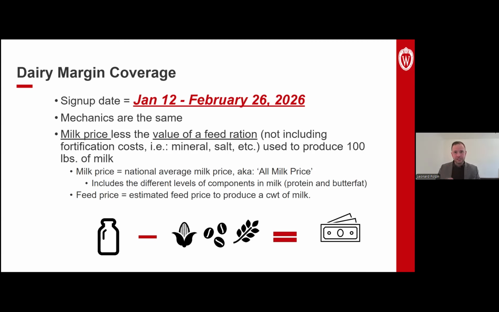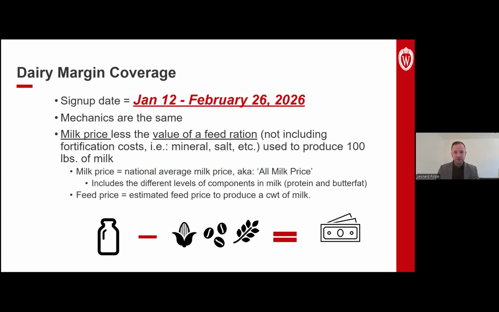So this year, this sign up period, the mechanics are pretty much the same. What we're doing is taking a milk price minus the value of a feed ration to produce 100 pounds of milk. So we don't have the fortification and transformation costs in there. We're using coefficients and futures market prices to determine feed ration values, and everything again is converted to a per hundredweight basis.